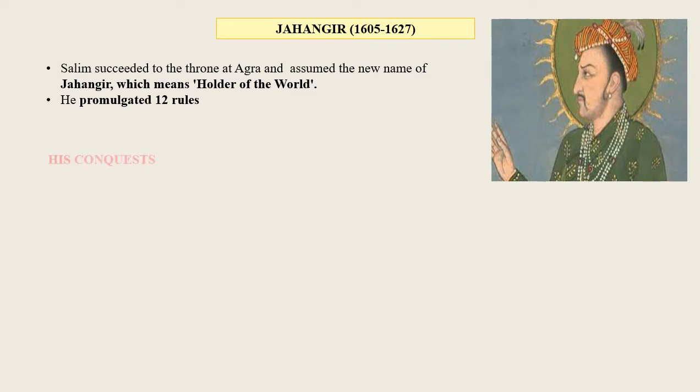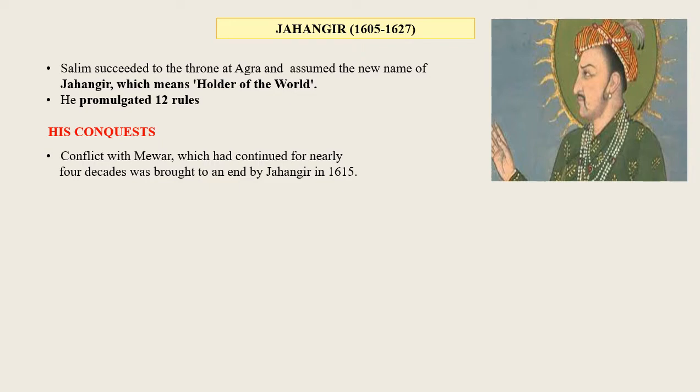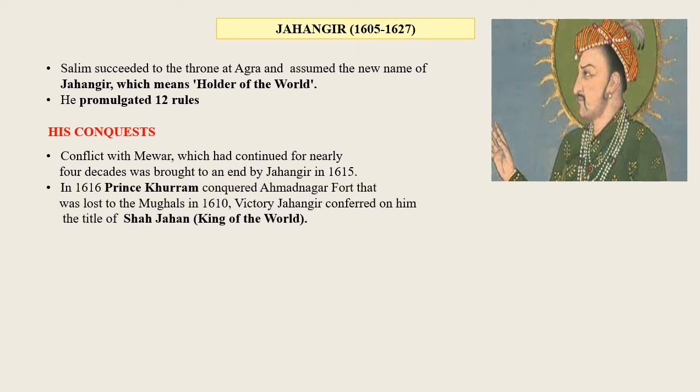His conquests. The conflict with Mewar, which had continued for nearly 4 decades, was brought to an end by Jahangir in 1615. In 1616, Prince Khurram conquered Ahmednagar fort that was lost to the Mughals in 1610. For this victory, Jahangir conferred on him the title of Shah Jahan, King of the World.